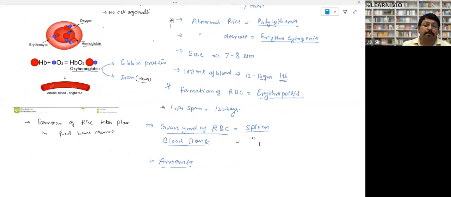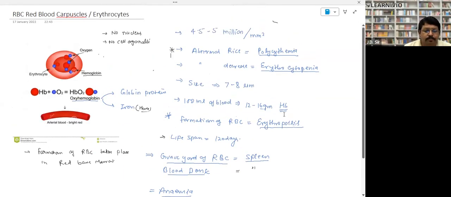Spleen is also known as the blood bank, right? Why is it called blood bank? Because extra RBC are collected over here, in the spleen. Anemia, deficiency of blood or RBC, is called anemia. Clear? All points? And note it down.